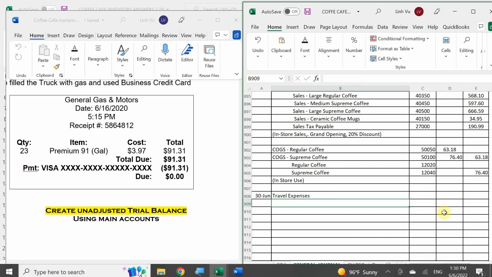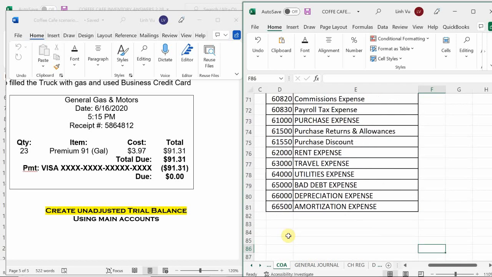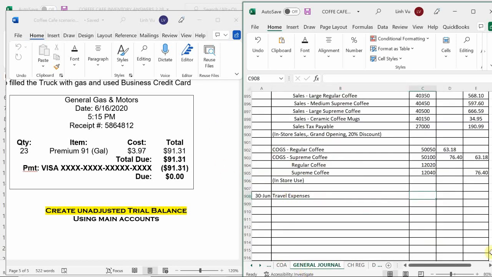Let's see what account number that is for travel expenses. Travel expenses is account number 63,000. And we use the business credit card to pay for it, so in this case that's the Visa payable. The receipt says that we spent a total of $91.31.